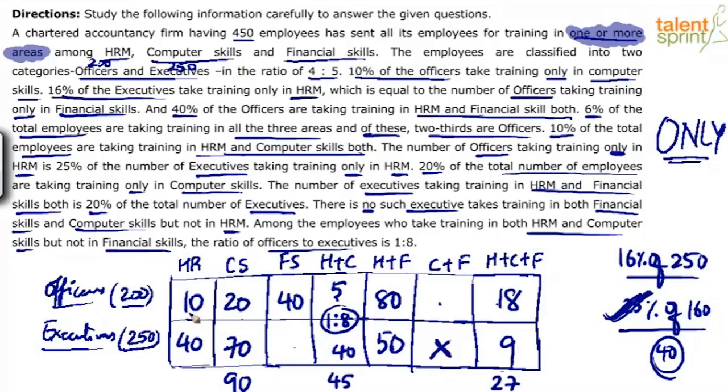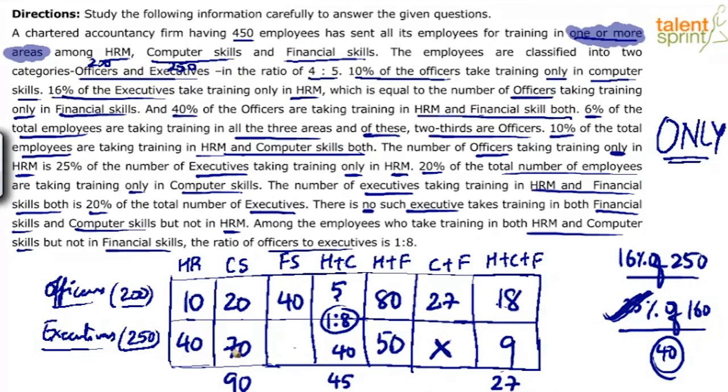Just balance the curve. So 10 plus 20, 30, 30 plus 40, 70, 70 plus 5, 75, 75 plus 80, 155, 155 plus 18 is 173. So what should come here so that the total becomes 200? 200 minus 173. How much is 200 minus 173? 27. Similarly, balance the bottom row also.